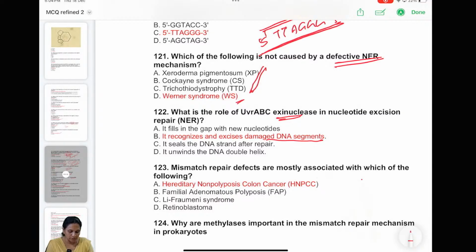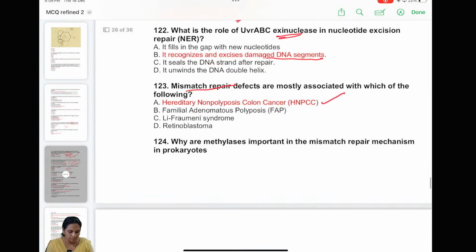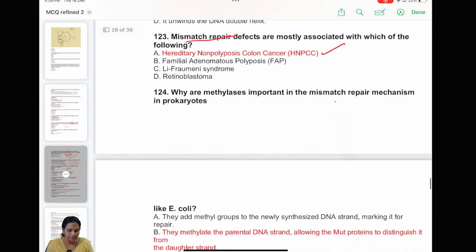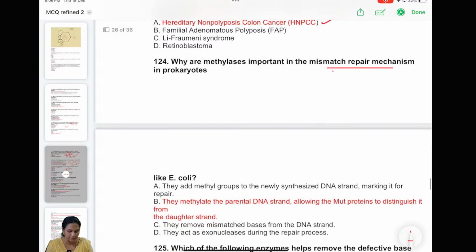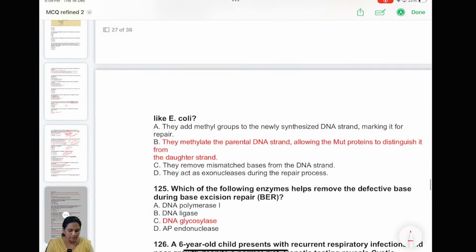Mismatch repair defects are mostly associated with hereditary non-polyposis colon cancer syndrome. If you read the DNA repair mechanisms and go through these MCQs, you will remember. Why are methylases important in the mismatch repair mechanism in prokaryotes like E. coli? Because they methylate the parental DNA strand, allowing Mut proteins to distinguish it from the daughter strand.